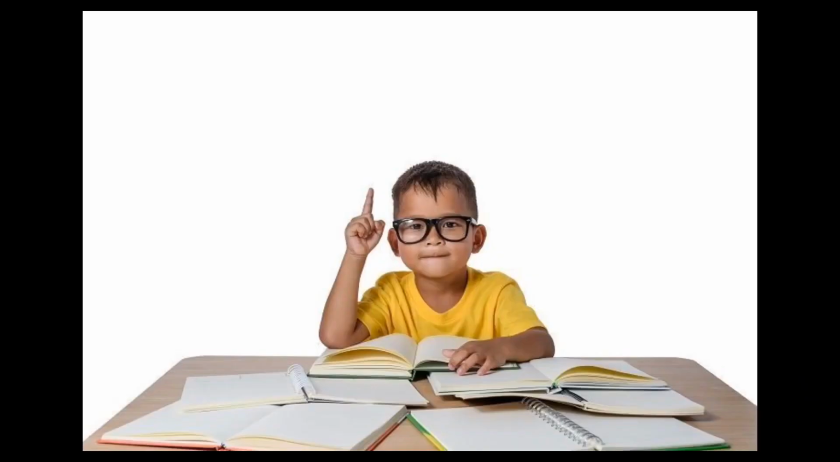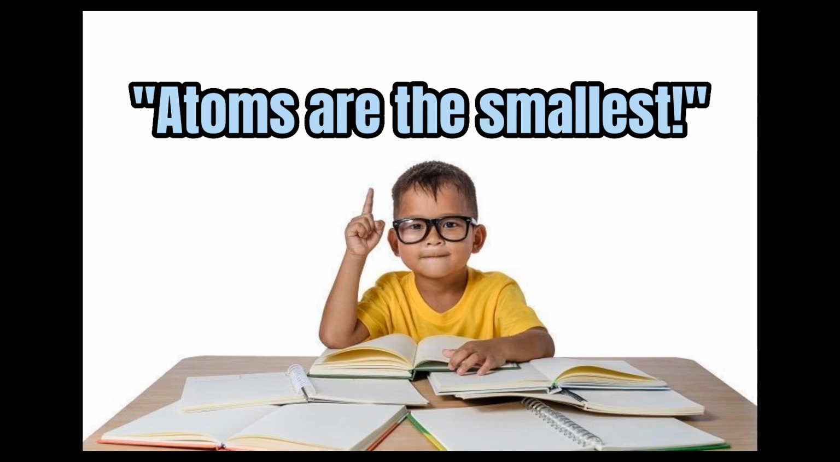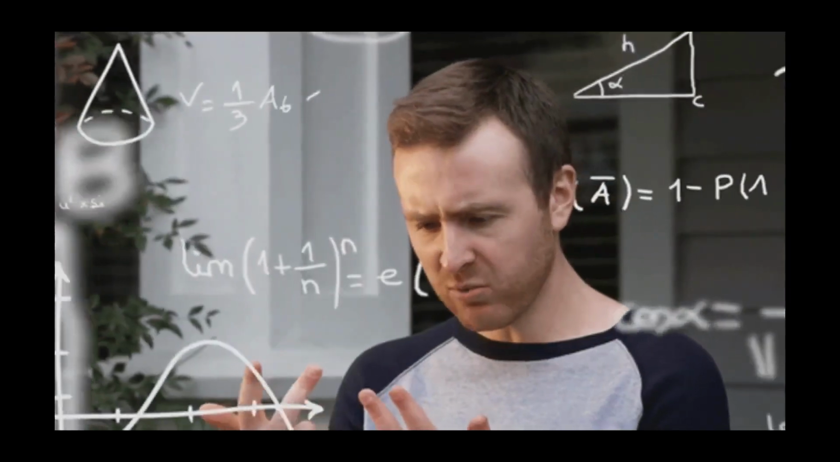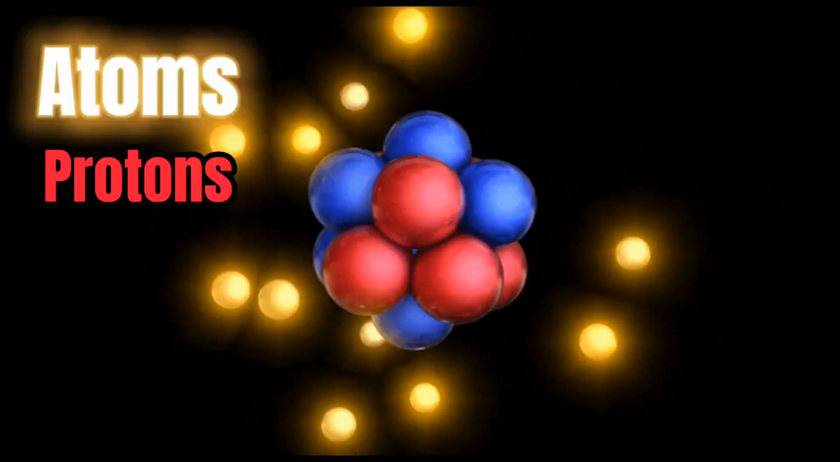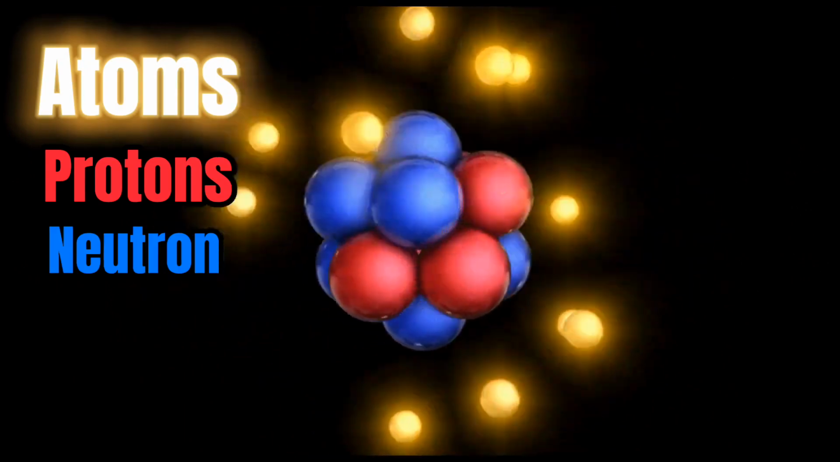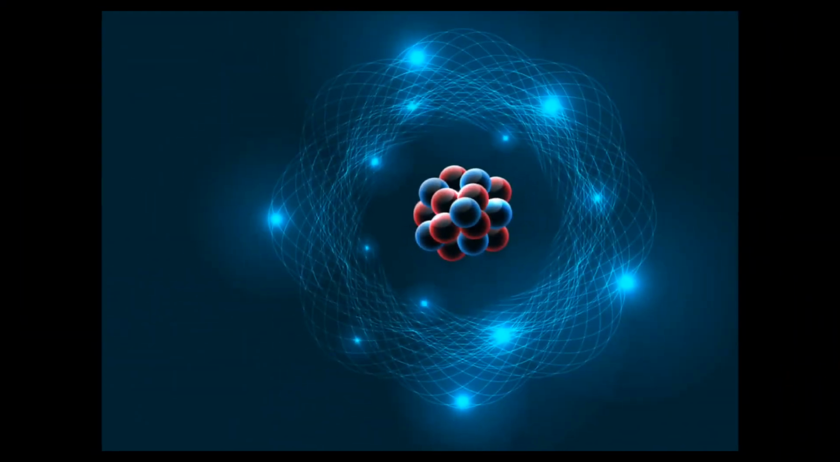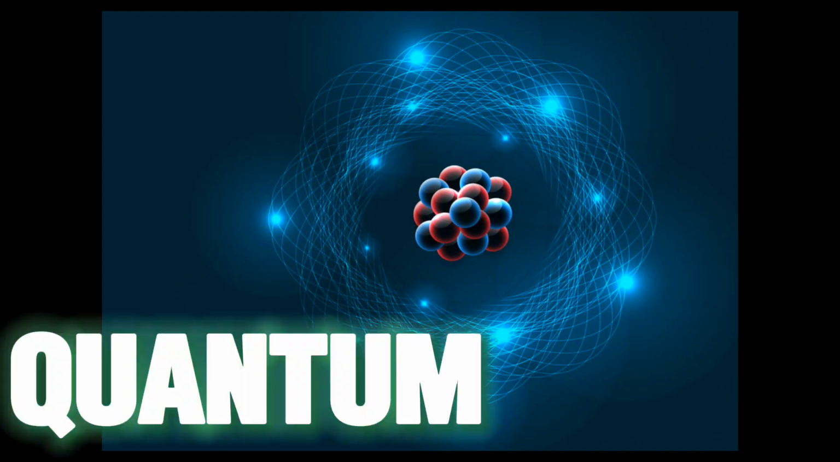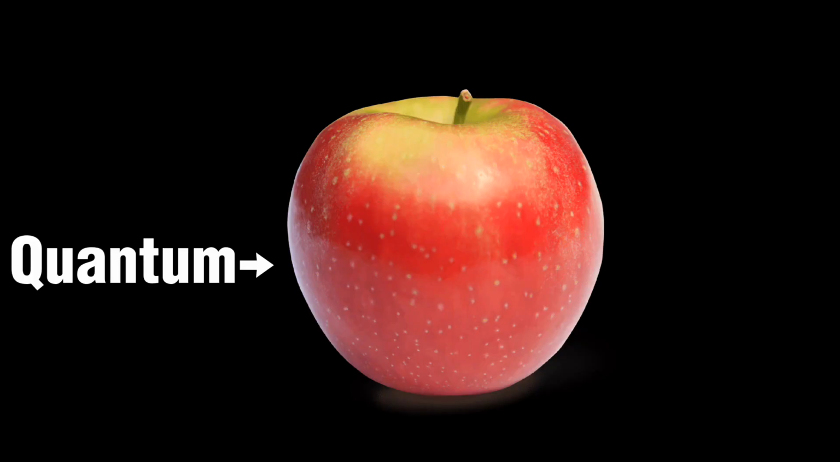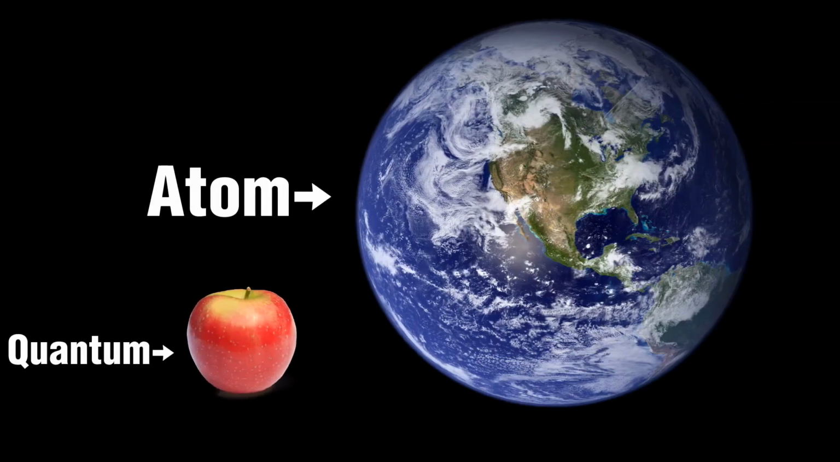Humans used to think that atoms were the smallest objects in the world. However, as science developed, it was discovered that atoms were made up of protons and neutrons, which are made by something called quarks. These substances that are at a subatomic level are called quantum. If we think of a quantum as the size of an apple, an atom will be as big as the Earth, and that's how small they are.